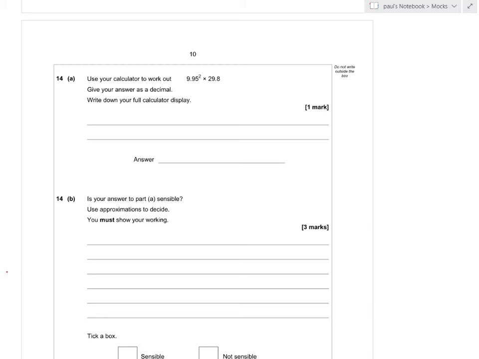Right, use the calculator to work out 9.95 squared times 29.8. There's no need to put your working down, you just put your answer. 22950.2745.